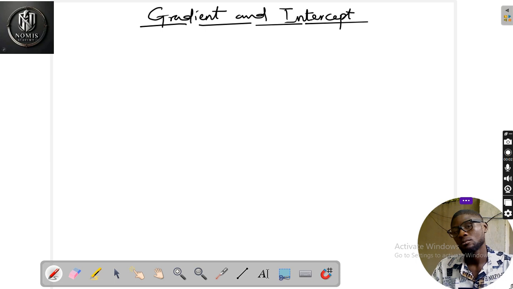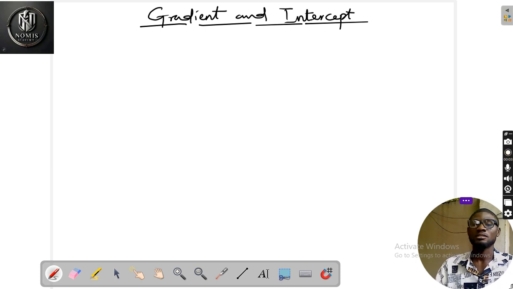In this video, we'll be learning about gradients and intercepts. Yes, gradients and intercepts. I believe you've heard the words gradient and intercept before. You are going to have a clearer picture of what they mean in mathematical terms. Gradient is the ratio of the rate of change of the dependent variable and the independent variable. I said again, gradient is the ratio of the rate of change of a dependent variable and independent variable.